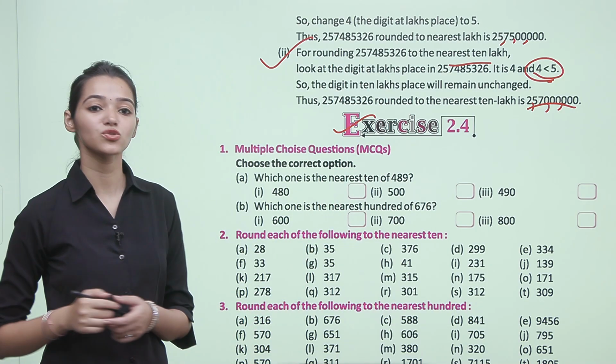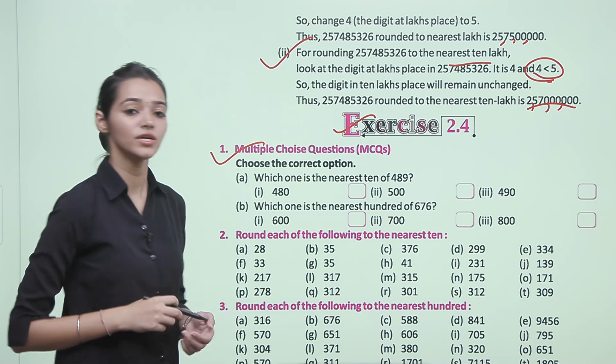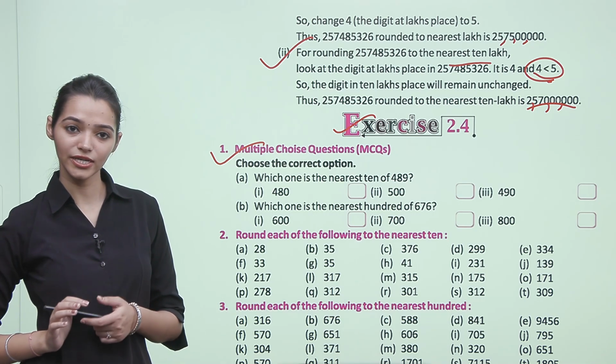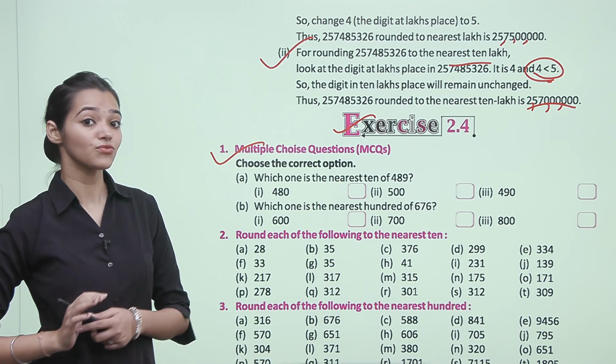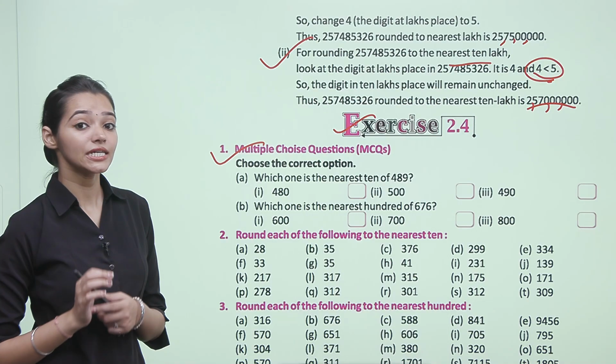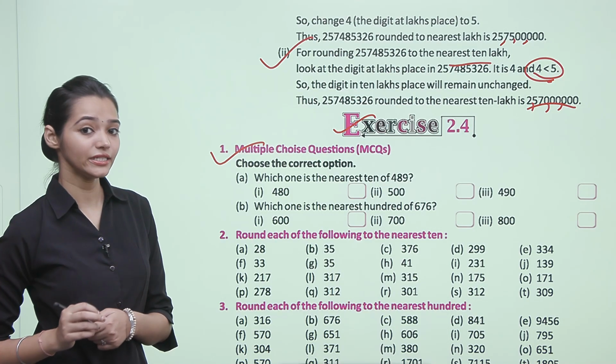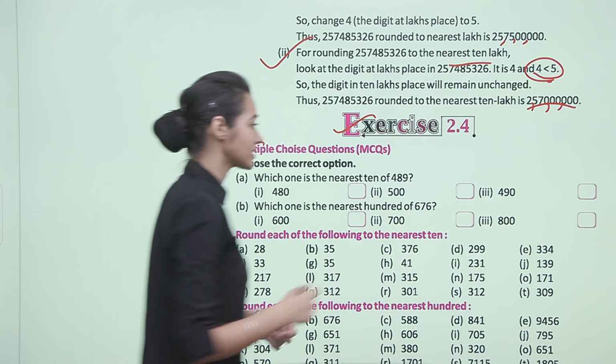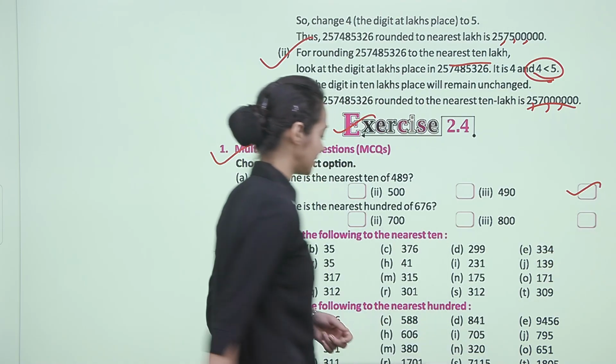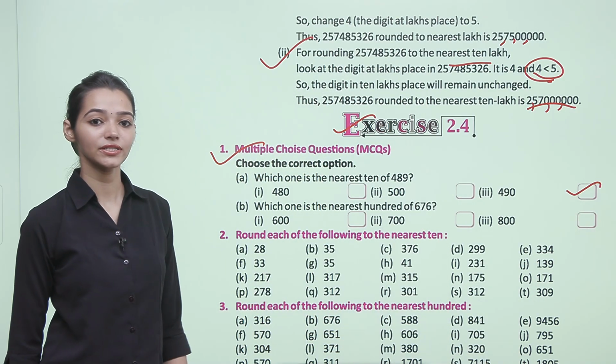Now let's start with exercise 2.4. In the first one, we have to choose the correct option, MCQs. Now in the first one, which one is the nearest 10 of 489? So the nearest 10 of 489 is 490. That's how we can complete the remaining ones.